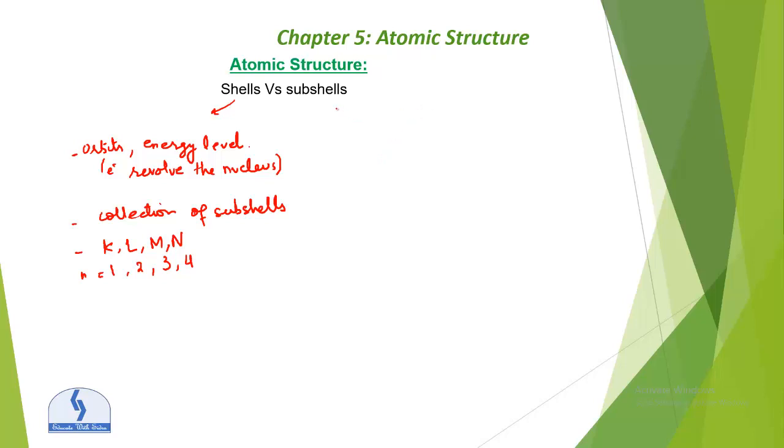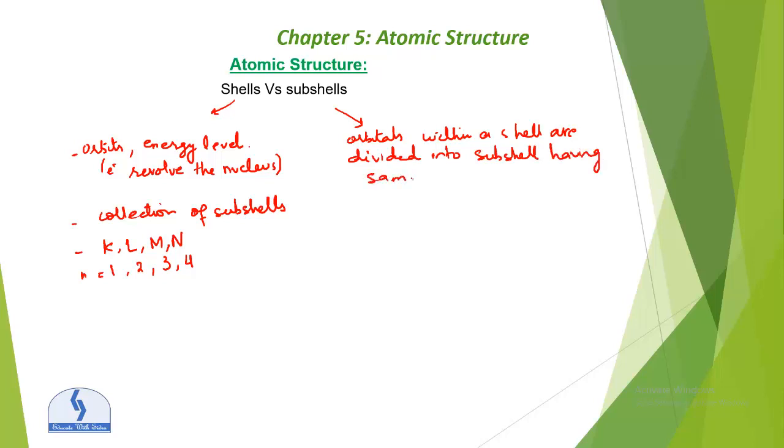Now what is a subshell? The orbitals within a shell are divided into subshells having the same angular quantum number, like 2p, it's like that.